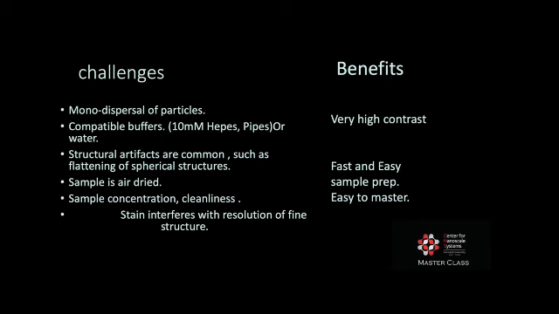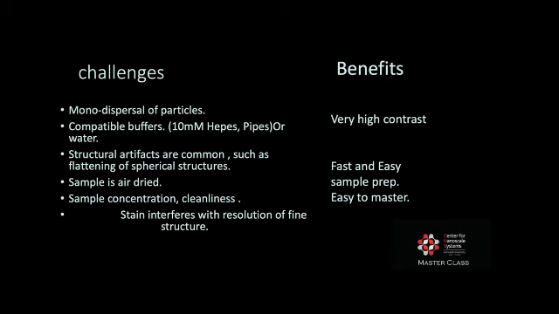Structural artifacts are common, and you need to be able to recognize them. Mainly flattening of spherical structures is a common artifact that people can misinterpret. You can also have precipitated UA that may be blocking the resolution of your structure as well. The other challenge is your sample is air dried, and biological samples tend to want to be in a hydrated environment to maintain their native structures. So air drying is going to affect what they look like finally.